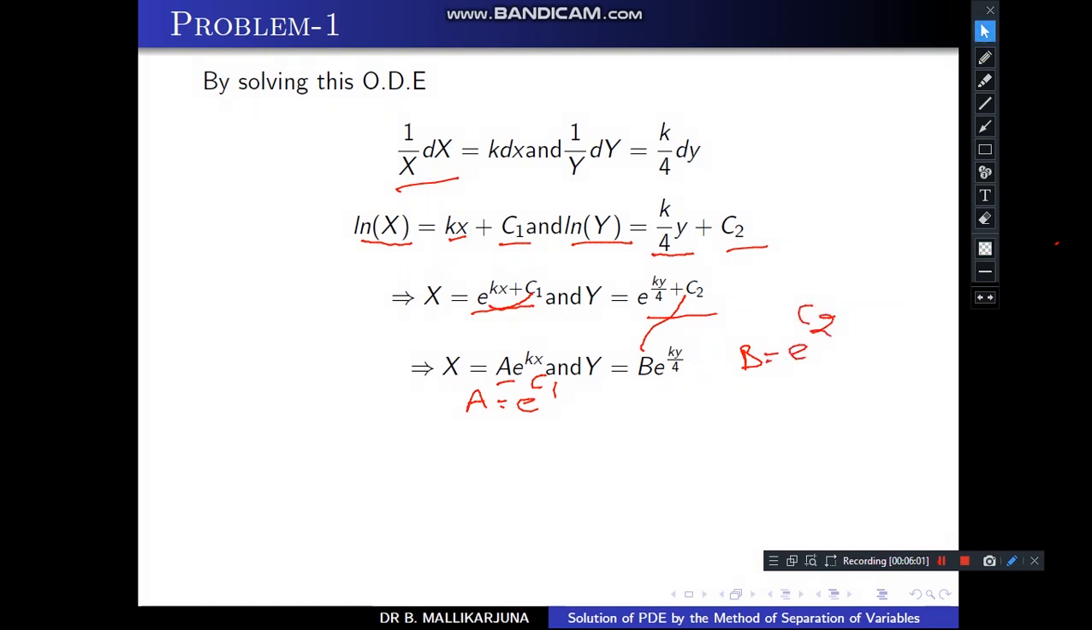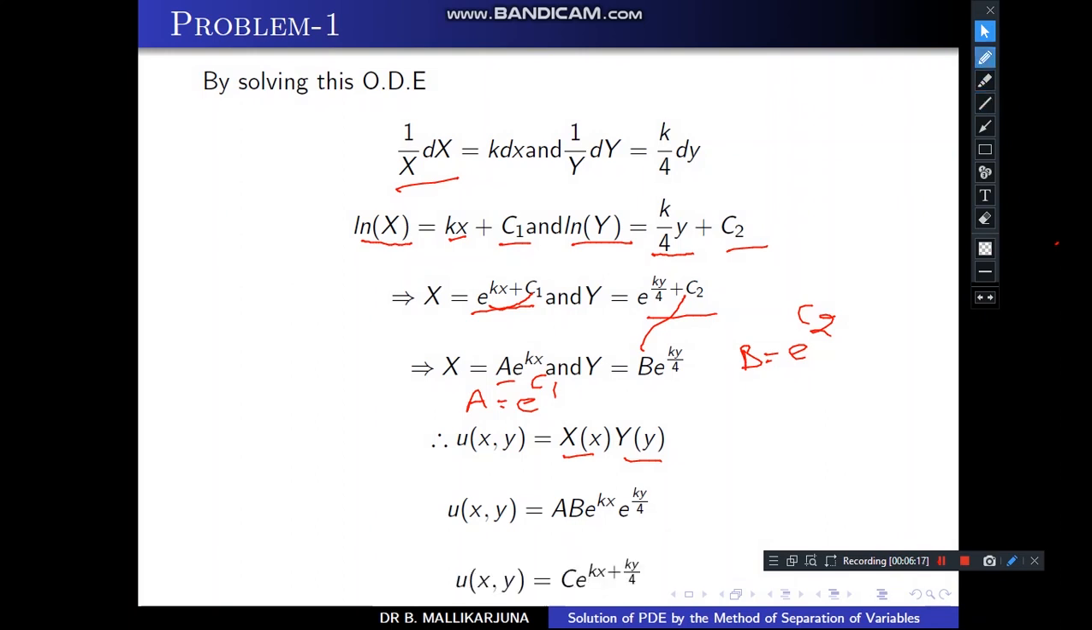Now replacing these X and Y in u, we get ab e power kx plus ky by 4. Now observe, ab, the product, is also a constant, so finally simplifying we will get u of x comma y is equal to c e power kx plus ky by 4. So this is the required solution.